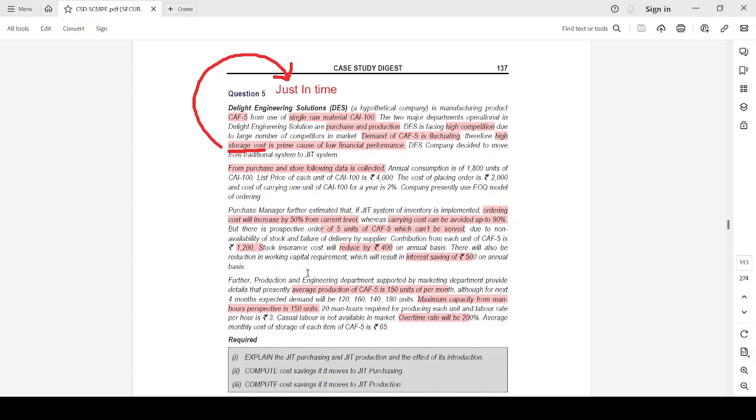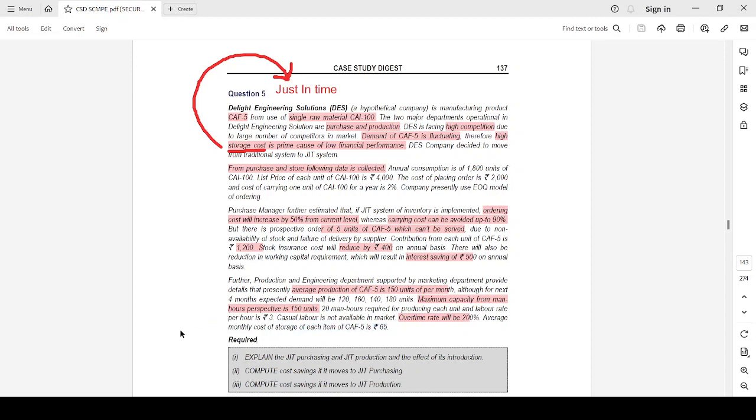But now if I think in the perspective of production. They are saying average production will be 150 units per month and maximum is 150, and 20 man hours are required for each unit of production, and the labor rate will be 3. Casual labor is not there. Overtime will be 200%, and average monthly storage cost is 65 rupees. What am I going to compute?